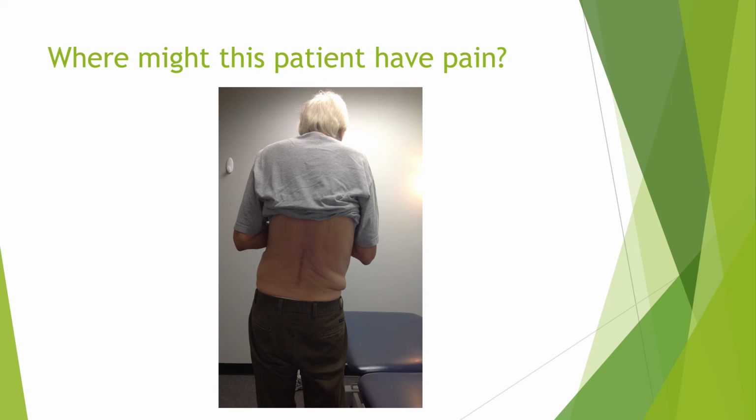So this is one of our patients that we've had in the past. I don't know if you can see that, but he had lumbar surgery sometime prior to coming in to see us, and you can see where that pain is. Where would you assume that this patient is going to have pain? Would it be in the neck? Would it be in the thoracic spine, the lumbar spine, the shoulders?